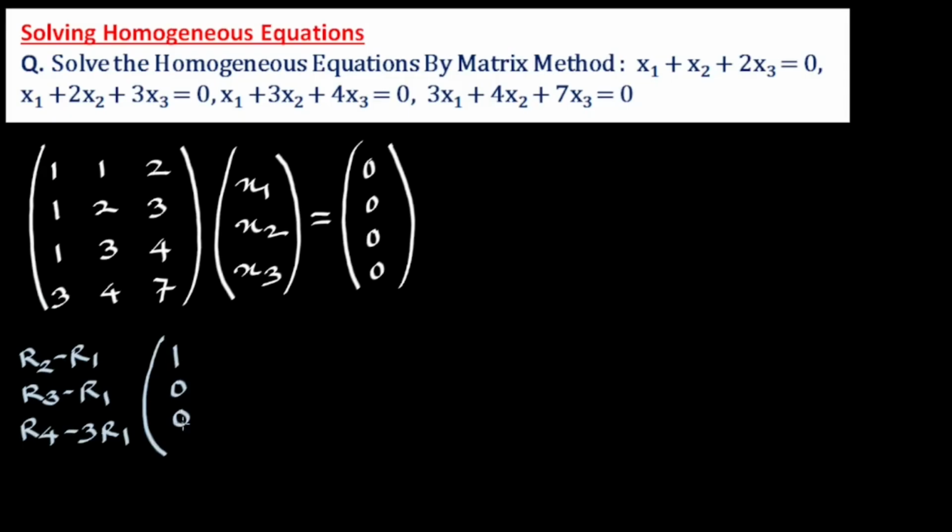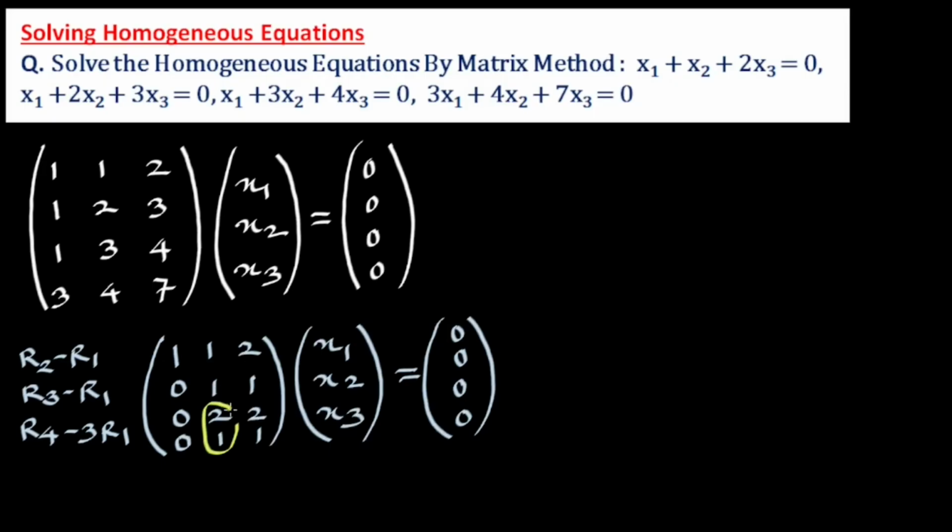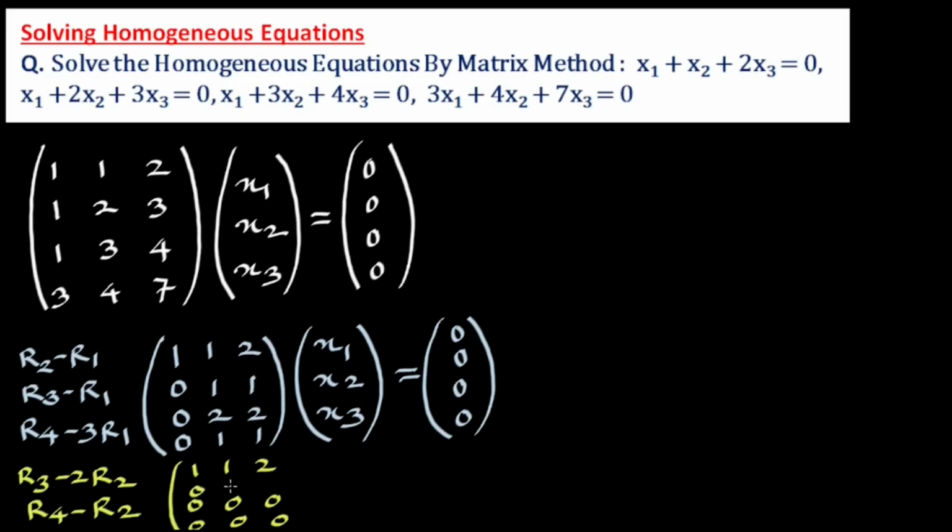These three elements become 0, 1, 1, 2, 2, 1, 1, rest as it is. Next we will make these two elements 0 below this leading one in the second row. For that we will apply R3 minus 2R2, R4 minus R2. Third and fourth row all elements 0 and rest as it is.